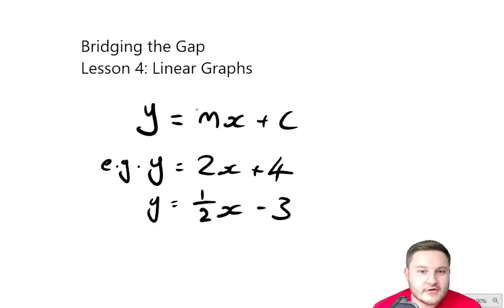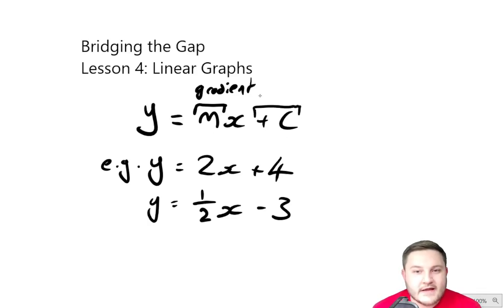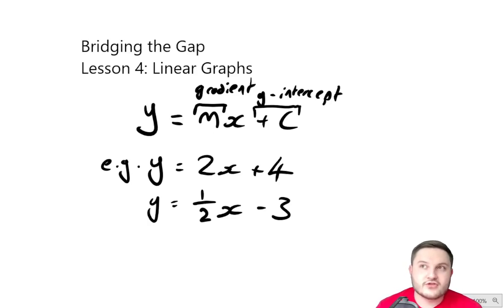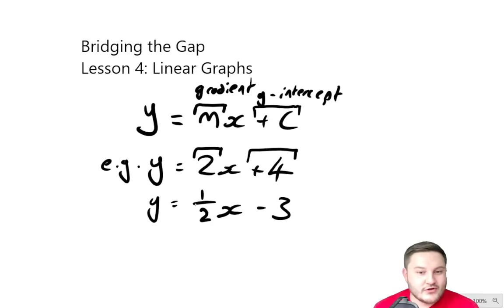The reason why we would put it into the form y = mx + c is because the m, the coefficient of x, the number in front of the x, represents the gradient, and we spent a lot of time working on the gradient in the last video, and the c represents the y-intercept. Intercept means to cross over, so the y-intercept is the value where the line would cross over the y-axis. In my first example, the gradient of this line is 2 because it's 2x, and the y-intercept is positive 4. In this one, the gradient would be a half, and the y-intercept would be negative 3.